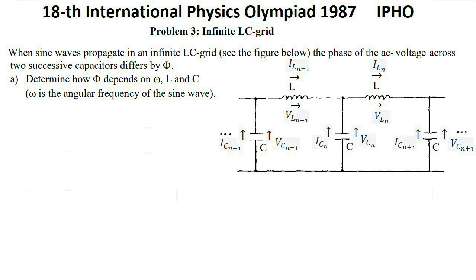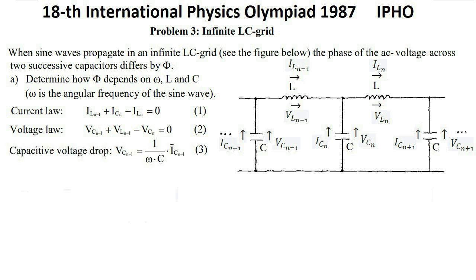Solution for problem 3. Question A. According to Kirchhoff's current law we have equation 1. According to Kirchhoff's voltage law we have equation 2. The capacitive voltage drop is in equation 3. Note, in equation 3 I tilde is used instead of I because the current leads the voltage by 90 degrees.